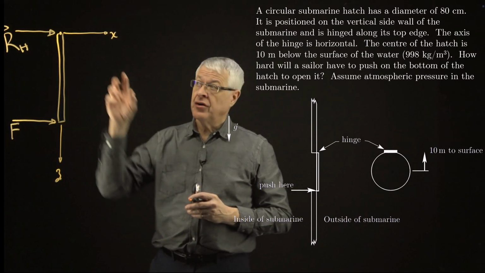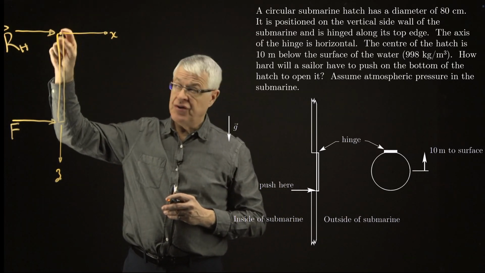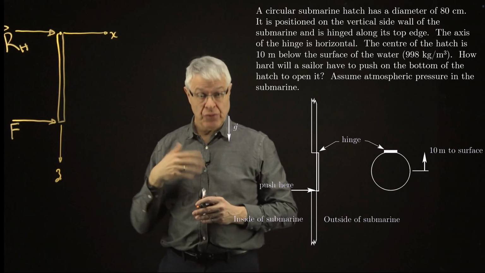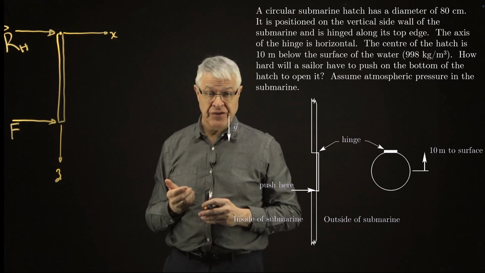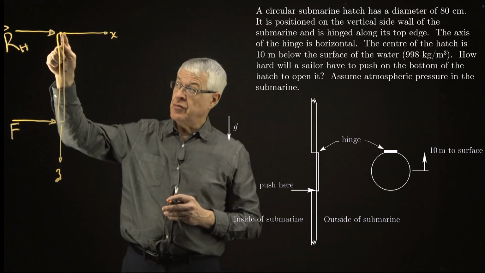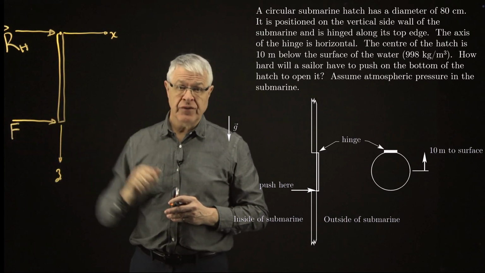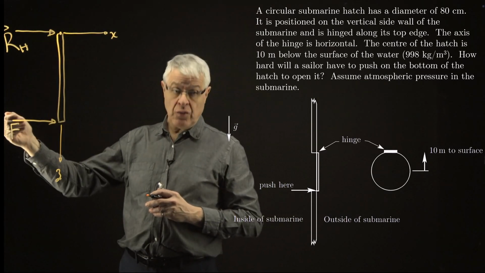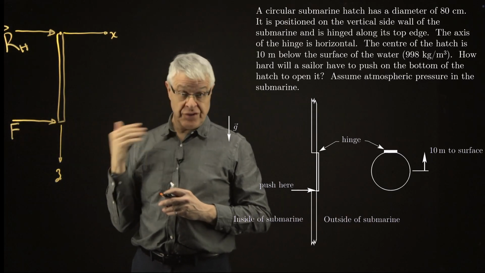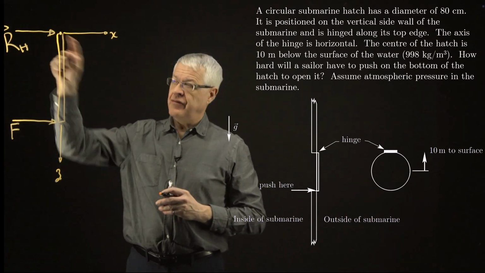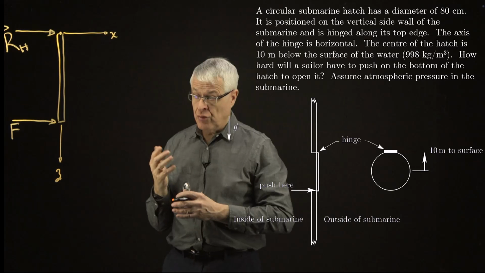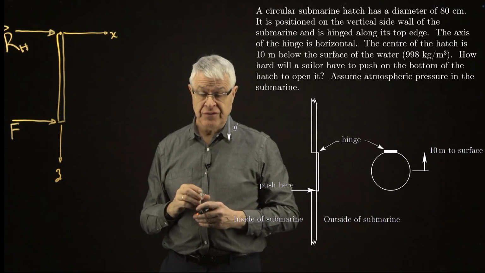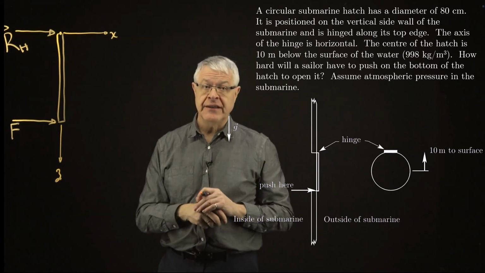Now, notice I'm not going to put any moment due to friction at the hinge, because we're going to be assuming that this is a frictionless hinge. So assuming no friction there, we're going to be solving for this force. Realize if there was a whole bunch of friction there, it would be even harder to open. Turns out this is going to be really hard to open, but if there were friction there, it would be even harder. So we're going to assume that it's a frictionless hinge. And that'll be in our assumption list at the end.